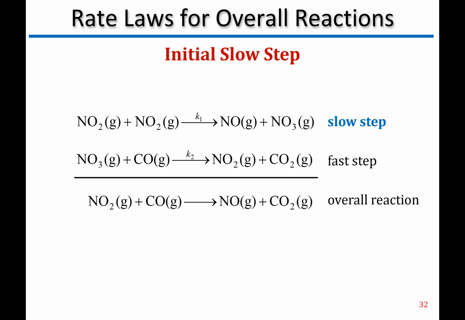Same thing here. We have NO2 combining with carbon monoxide to give us NO and CO2. Here we have a two-step reaction where, again, my rate law will be based on my slowest step. The rate will be based on this first step, which is the slow step, the rate determining step, and I can write a rate law that says rate is equal to K1 times the concentration of NO2 squared. So the takeaway here is to understand that the slowest step in a reaction determines its rate.